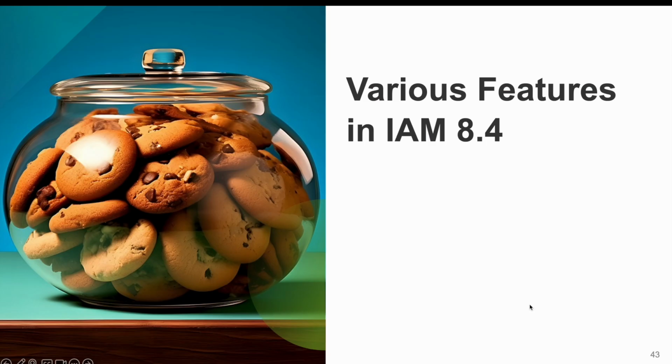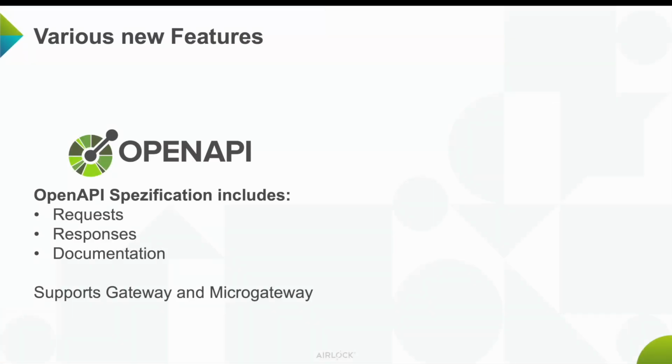Let's look at some smaller features that we added to Airlock IAM in the 8.4 release. The first thing we'll discuss is that our OpenAPI specification has been enhanced. In the past, it only included requests. Now we're including requests and responses. And of course, we've tested that with Gateway and Microgateway. And to support the new OpenAPI specification, we will filter the traffic that goes to IAM and comes back from IAM. We've also added the documentation into the OpenAPI specification.